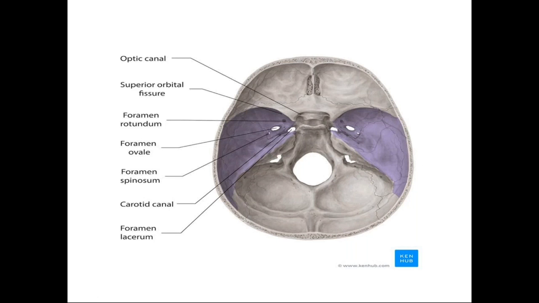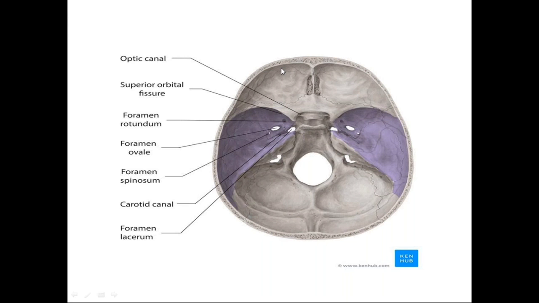Next to the temporal bone is the inner surface of the skull. This inner surface of the skull is divided into 3 fossae: anterior cranial fossa, middle cranial fossa, and posterior cranial fossa. Now this is the anterior cranial fossa.